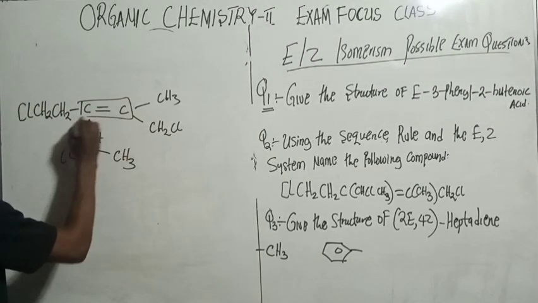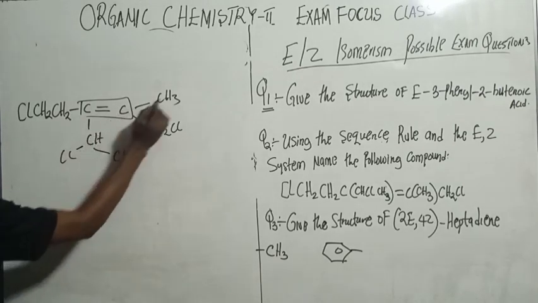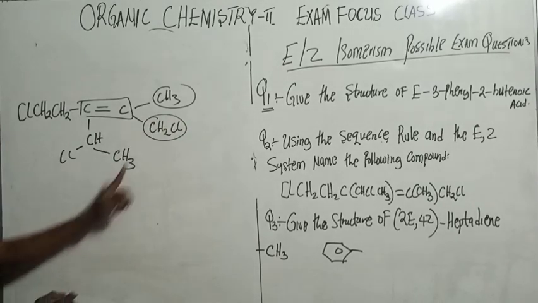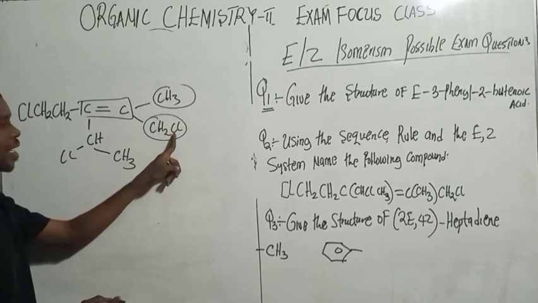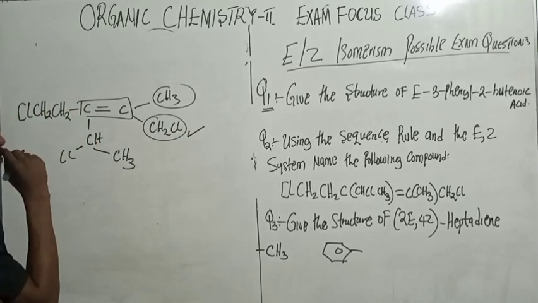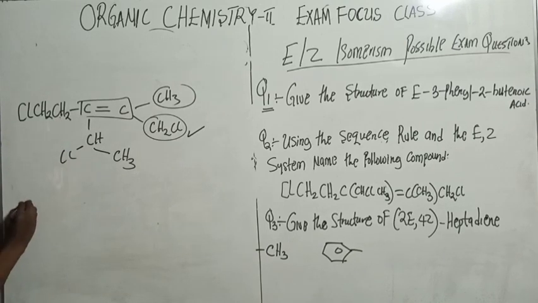These are the two carbon atoms here, right? If you look at this one, this carbon atom has a methyl and this other one has a chloromethyl. Because of the chlorine, this one has the higher priority. Do you see that? Now, if you look at this carbon, it is like a C2 Cl.